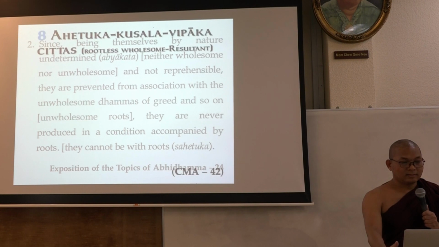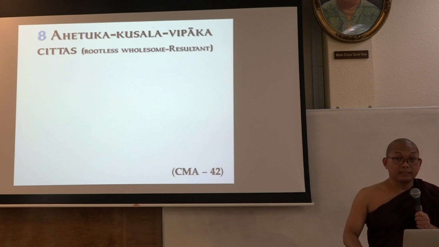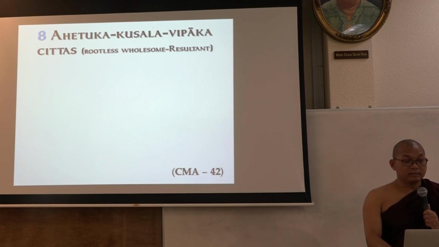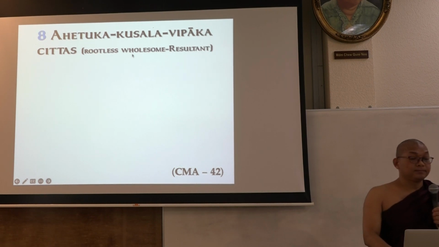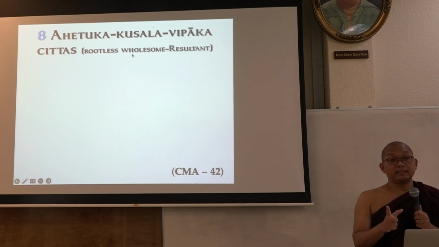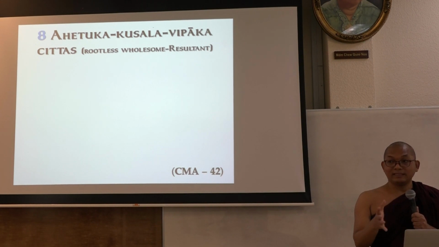Then go to number 8, another one. Ahetuka kusala vipaka. Here, kusala is wholesome karma. After doing wholesome karma, you will have wholesome resultant. Vipaka is result. Wholesome resultant consciousness. But here, ahetuka, rootless. Your rebirth linking consciousness and your bhavanga citta are vipaka citta, resultant cittas.